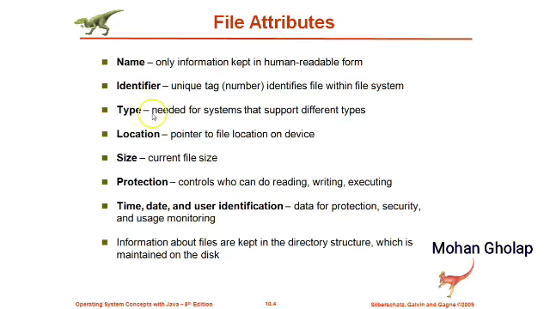The next one is type. This is needed for systems that support different types. This indicates the type of the file. The next one is the location. Location is the pointer to the file location on the device. This indicates where exactly, at which location on a device, the file is stored. The next one is size, the current size of the file. Usually this is given in terms of the number of bytes, words, or blocks.